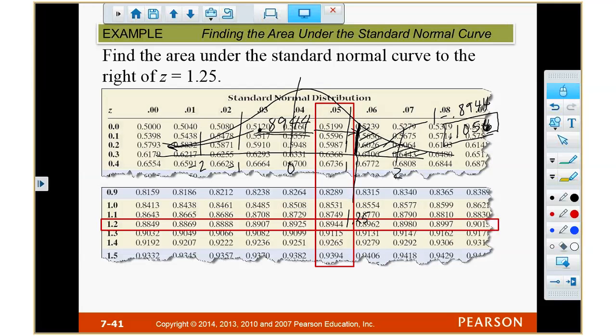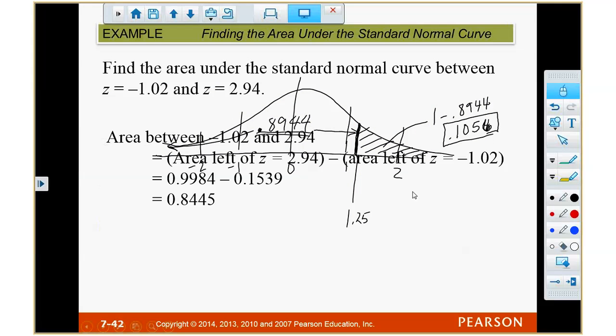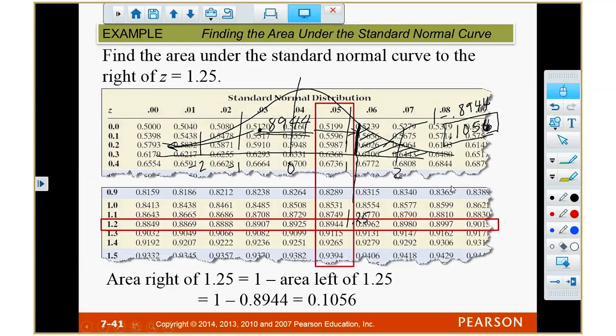There it is. 0.1056. Oh, yeah. They're going to get harder. But this is a good introduction for you to do 7.1 and 7.2. If you want to wait on 7.2, that's fine. But you can at least do 7.1, which is uniform.